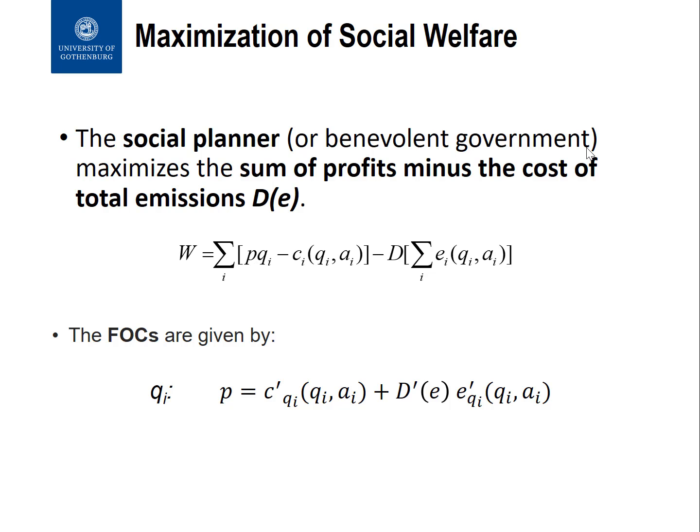With respect to Q_i, we get that the price is equal to the marginal cost of production plus the marginal damage times the emission from an additional unit of good produced. With respect to A_i, we get that minus the marginal cost of abatement is equal to the marginal damage times the emission from an additional unit of abatement.